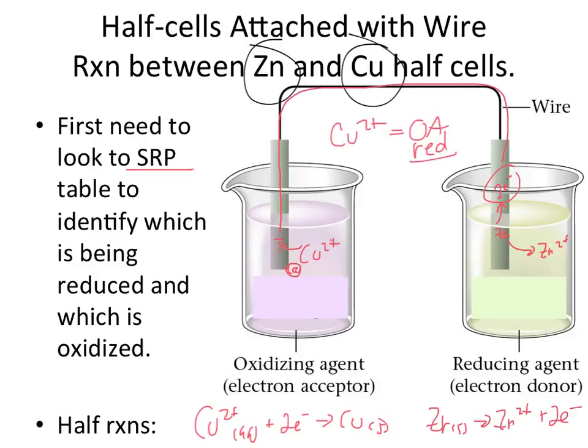So eventually what's going to happen is that one of these electrodes is going to start getting smaller and smaller and smaller in size, while the other one's going to get bigger in size. Can you figure out which one?